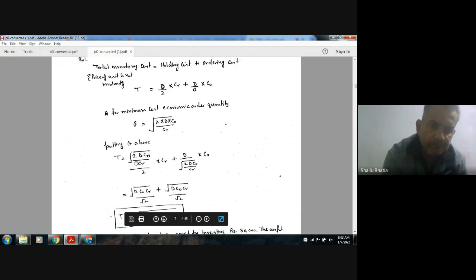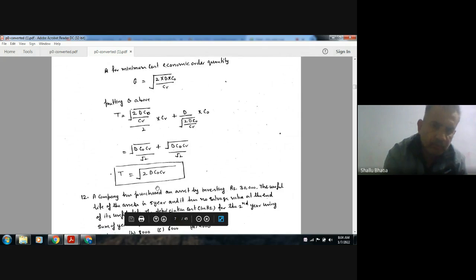Now for minimum cost, we have dT by dQ equal to 0, and from this we get the economic order quantity. We can get that by differentiating T with respect to Q and then putting it equal to 0, then finding out Q. So Q is root of 2D C naught by CR. Now, if we put Q in this equation, we get T as this. Solving it out, we get total inventory cost is root 2D C naught CR.